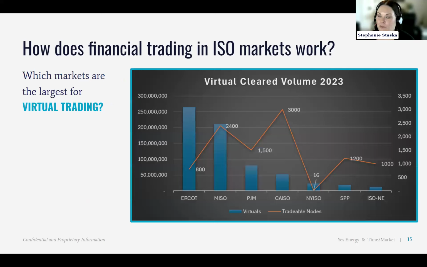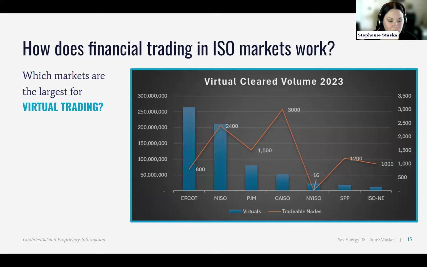Next slide. Perfect. So you're probably wondering, where do people trade the most? This is going to answer that question. This is going to be for virtuals. We will look at spreads separately. For virtual markets, the largest traded market with the most volume in 2023, in megawatt hours, is going to be ERCOT, followed by MISO, then PJM.